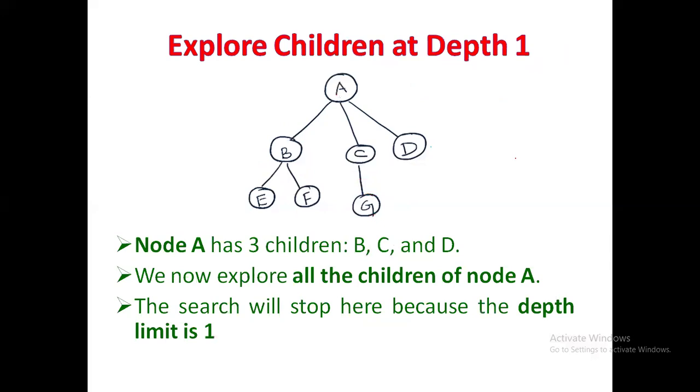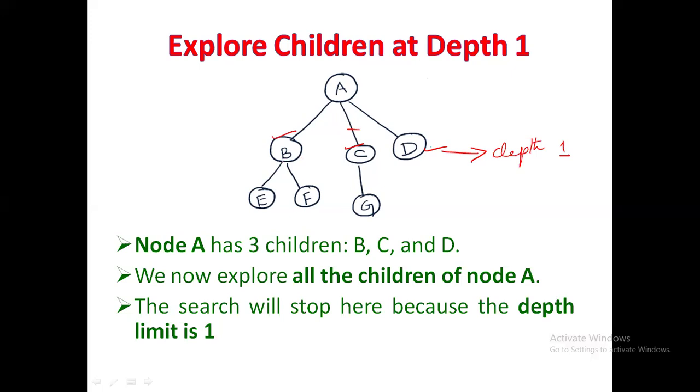Next, we are exploring depth 1, that is the children of node A. The search now explores the children of node A, which are nodes B, C and D. All these three nodes are at depth level 1. At this level, the search algorithm checks each of these nodes one by one to see if any of them matches the goal state. However, since the depth limit is 1, the algorithm will not continue deeper into the tree to explore nodes beyond this level, such as children of B, C and D.